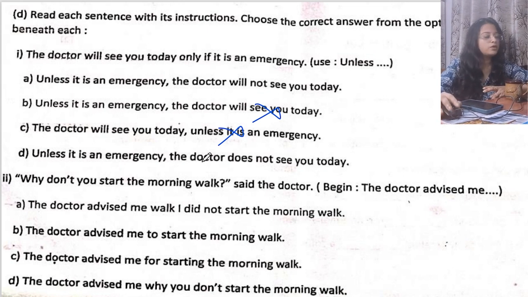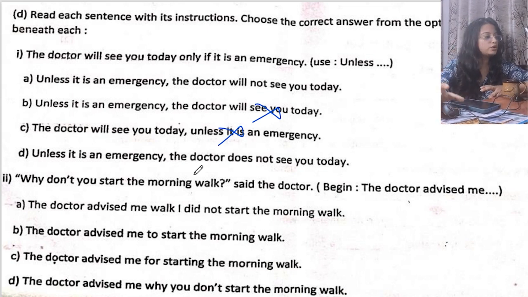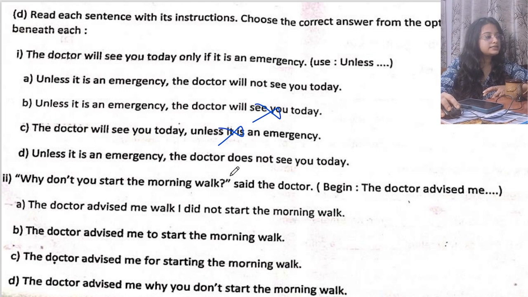Again, same meaning. What is the meaning we have to understand? Otherwise, all the answers will be incorrect. Unless it is an emergency, the doctor does not see you. So the correct option is number 1.